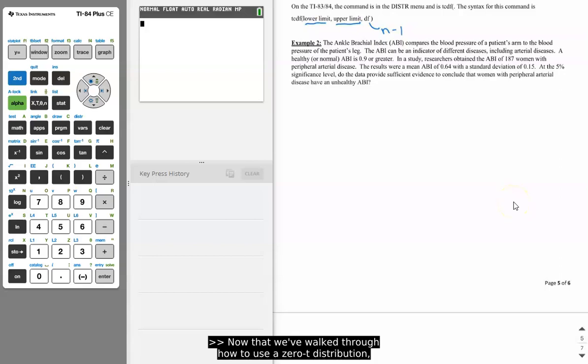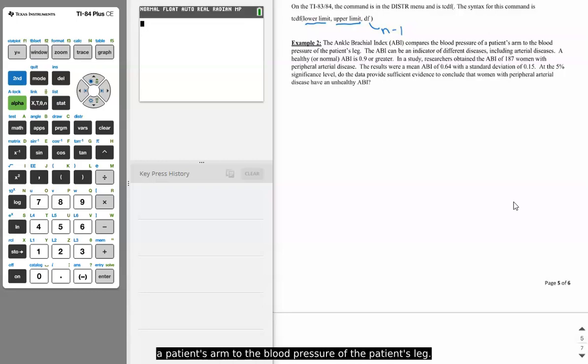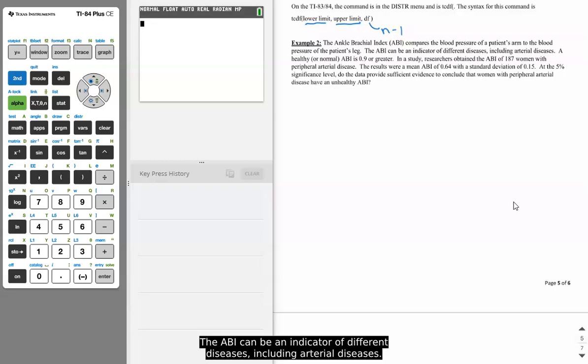So now that we've walked through how to use a z or a t distribution, we've looked at an example with a z. Let's go through and look at an example with a t distribution. It says the ankle brachial index, ABI, compares the blood pressure of a patient's arm to the blood pressure of the patient's leg. The ABI can be an indicator of different diseases, including arterial diseases. A healthy or normal ABI is 0.9 or greater.